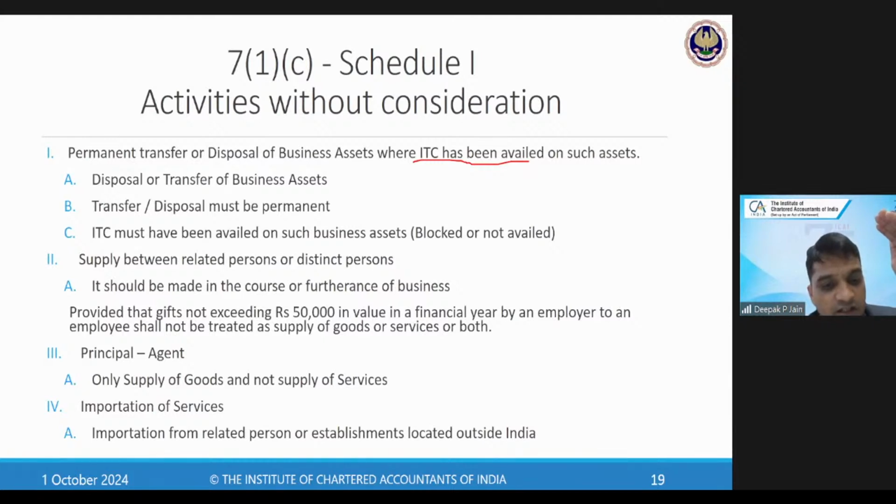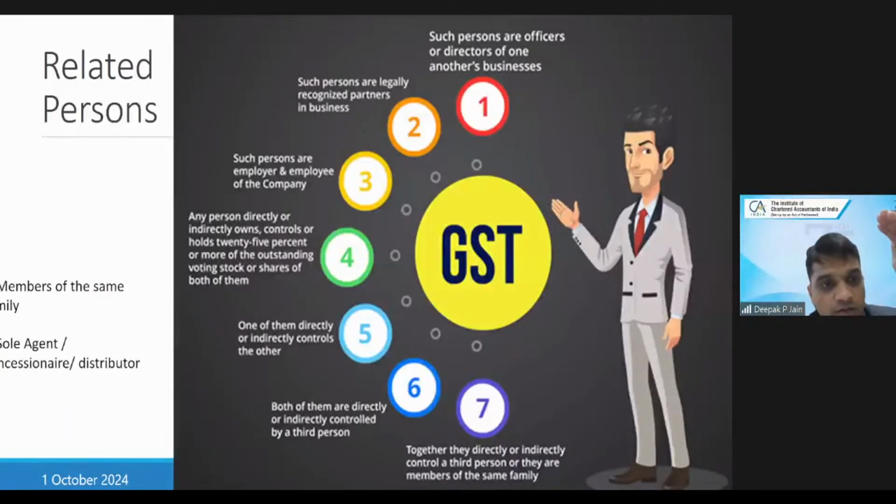Can you just show me the previous screen? Yeah, sure. Any doubts in this?